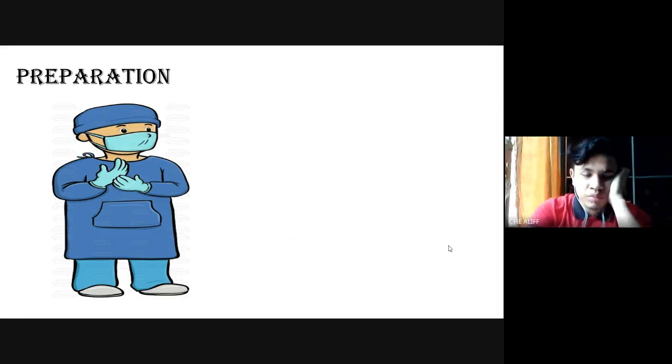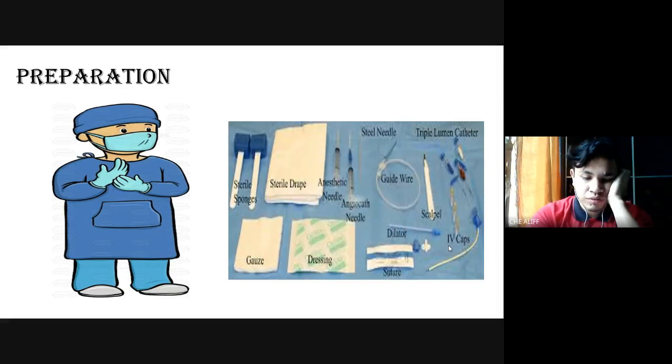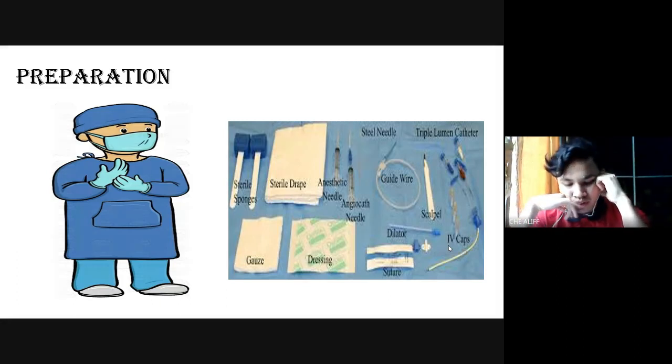And also we prepare the equipment for this central line procedure. For example, the guide wire, scalpel, gauze, dressing, sterile drape, towel, sutures, dilators, and then needle, and also lidocaine for anesthetic. And then we start the step by cleaning.